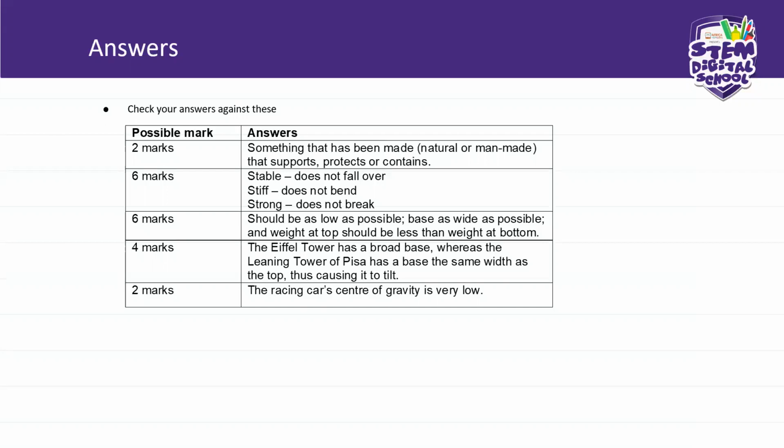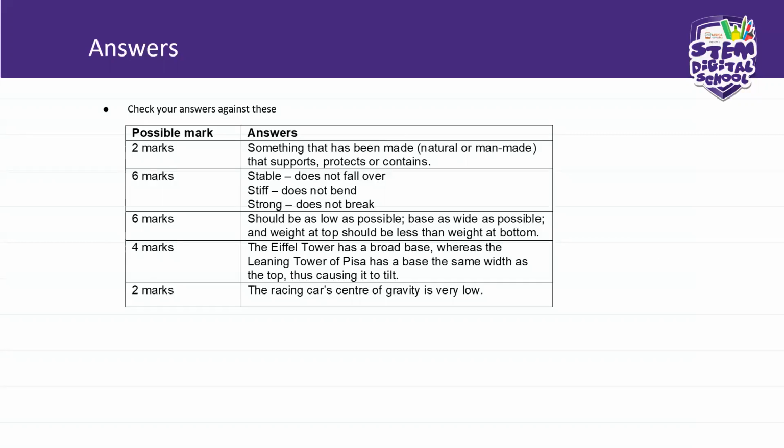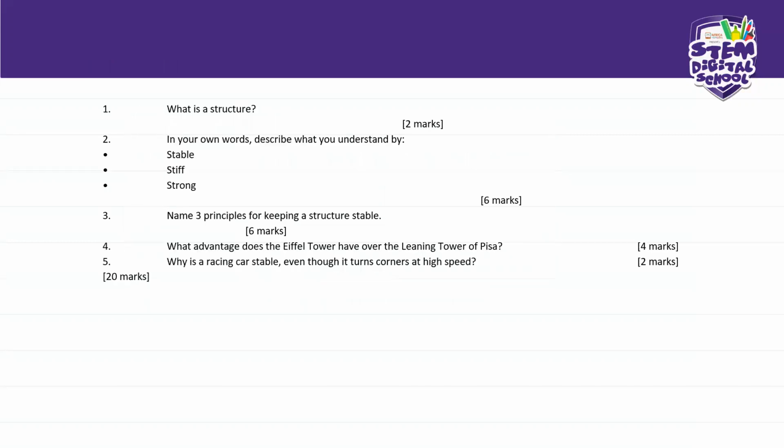Okay, that gives you 6 marks. Now, those are the principles of keeping a structure stable. A broad base, center of gravity, and it should be as low as possible. Then, next question, what advantage does the Eiffel Tower have over the Leaning Tower of Pisa? Okay.